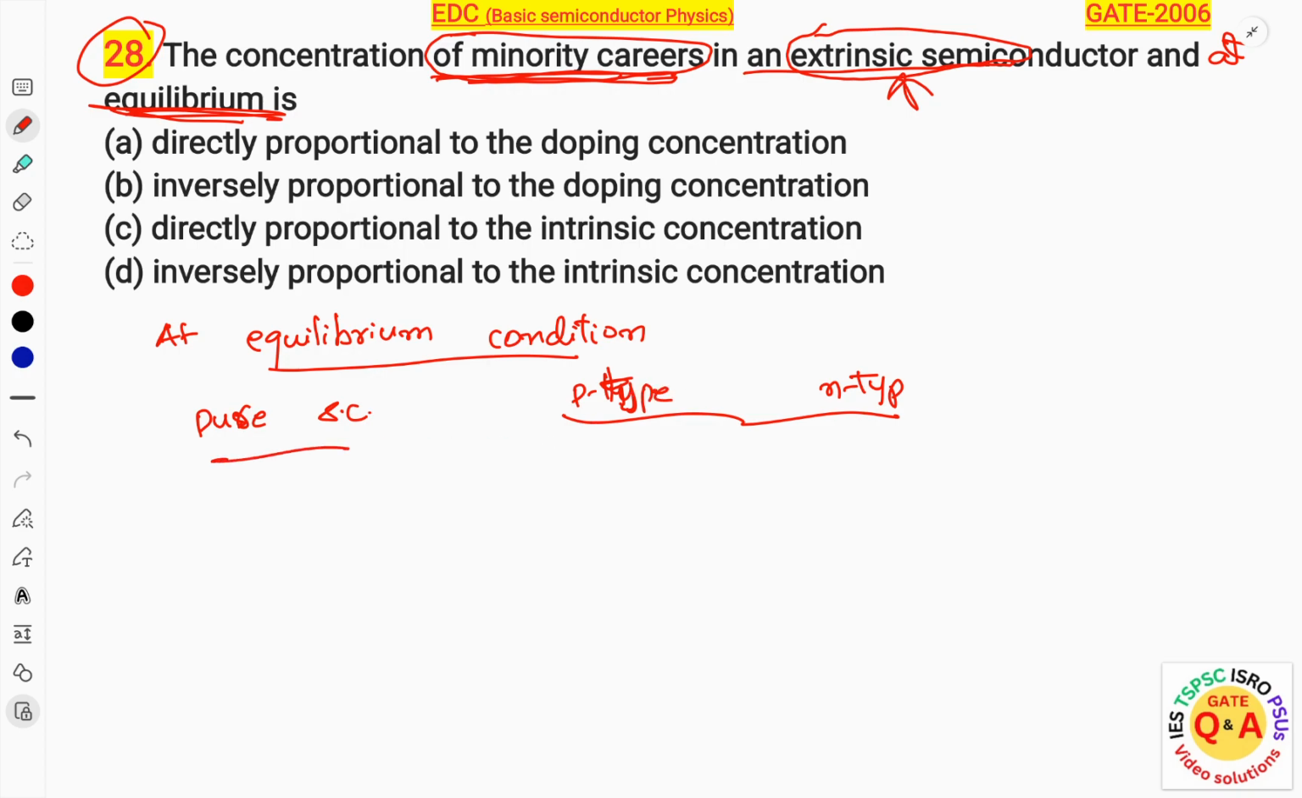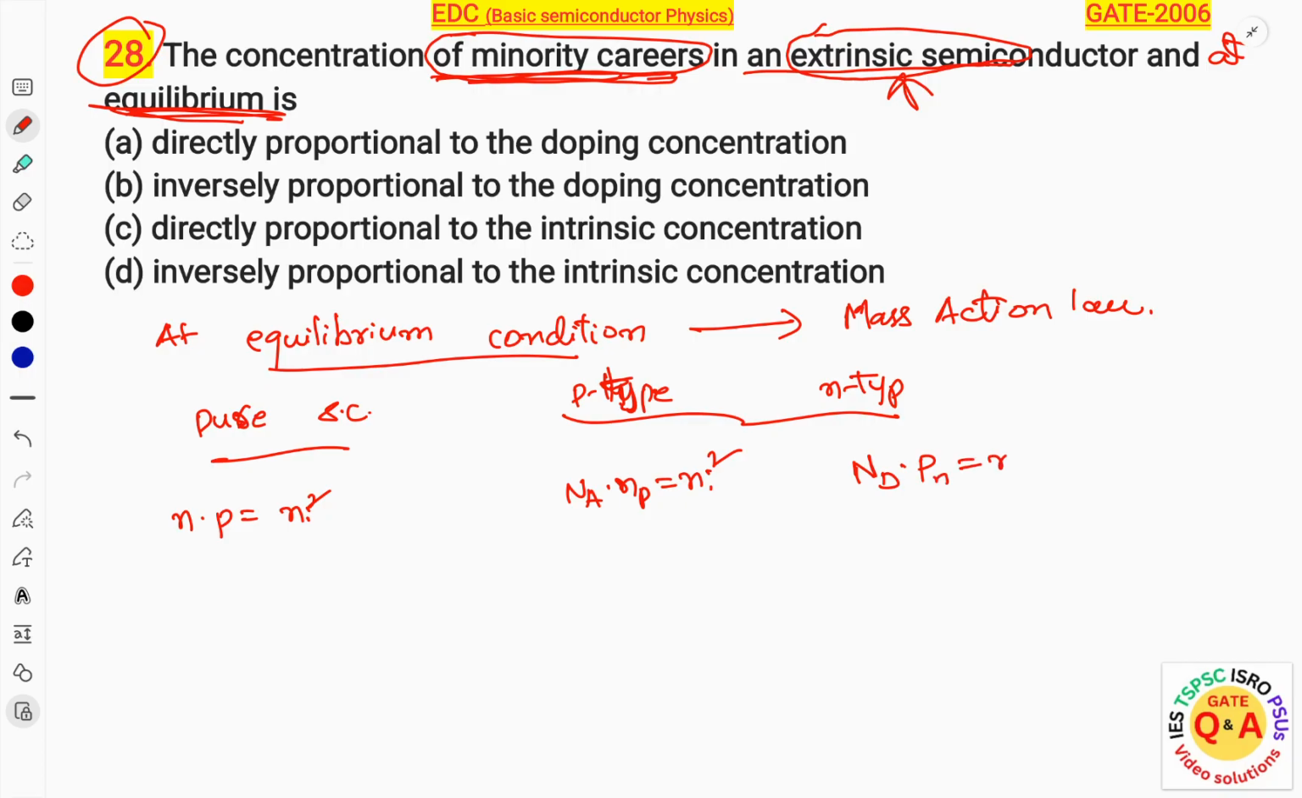Pure semiconductor or impure semiconductor, the number of electrons times the number of holes is equal to Ni square, according to the mass action law. Means at equilibrium condition, every semiconductor must satisfy the mass action law. In the case of p type, the majority carriers are Na and minority carriers are Np, so Na into Np equals Ni square. In the case of n type semiconductor, majority carriers are Nd, minority carriers are Pn, so Nd into Pn equals Ni square. In all three cases, it should satisfy the mass action law.